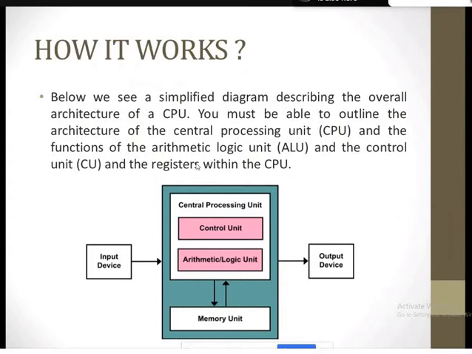How it works. Below we see a simplified diagram describing the overall architecture of a CPU. You must be able to outline the architecture of the central processing unit or CPU and the functions of the arithmetic logic unit or ALU, the control unit or CU, and the registers within the CPU. So this is the diagram below.